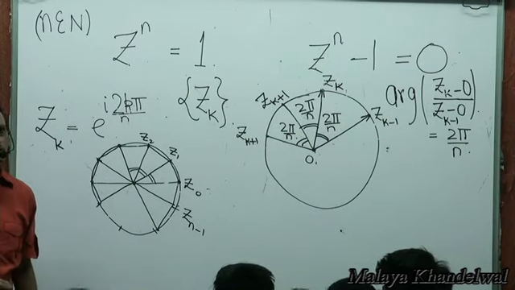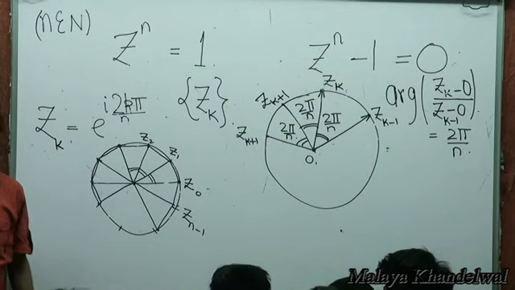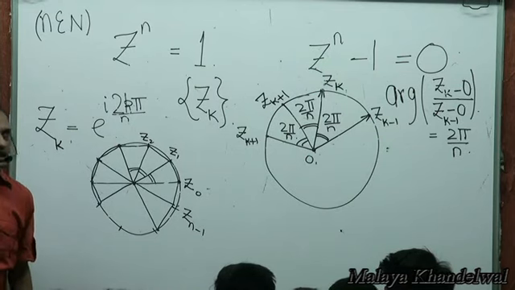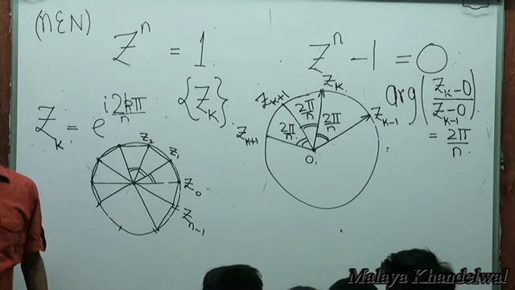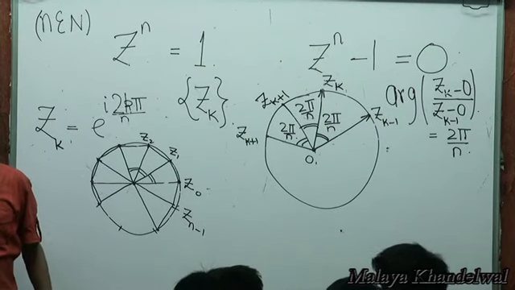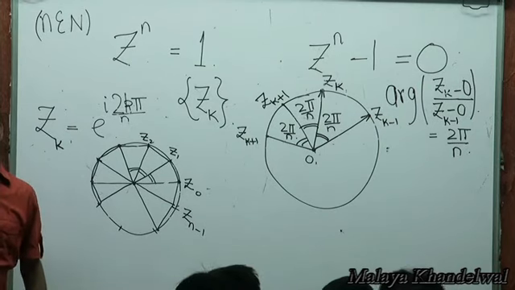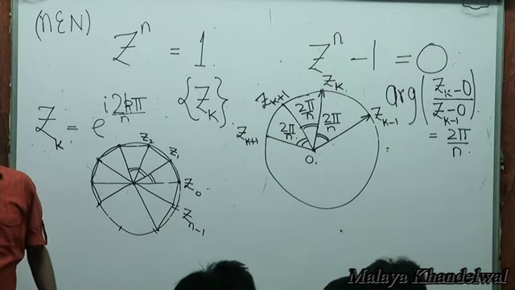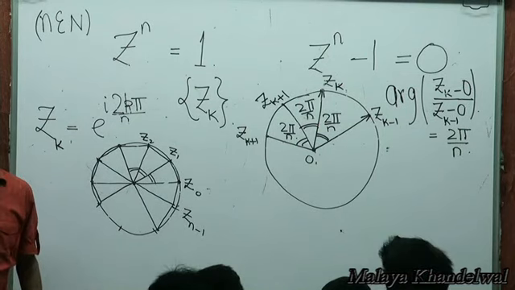Zk's are in AP? No, they are not. They are in GP. Zk minus 1 is not the same as zk minus 1 minus zk minus 2. These zk's are in GP, they are not in AP. These zk's are in GP only, they are not in AP.